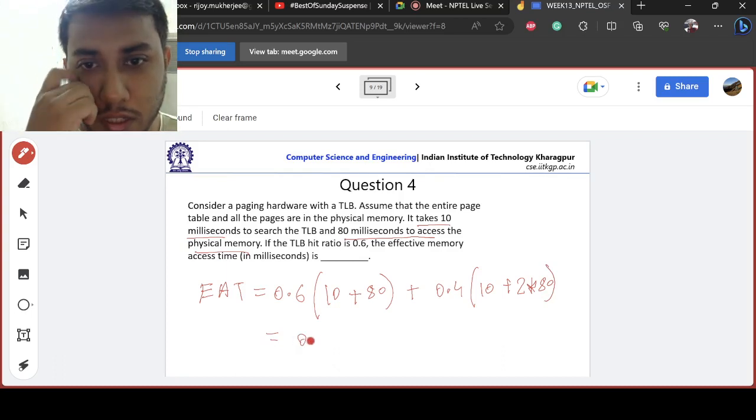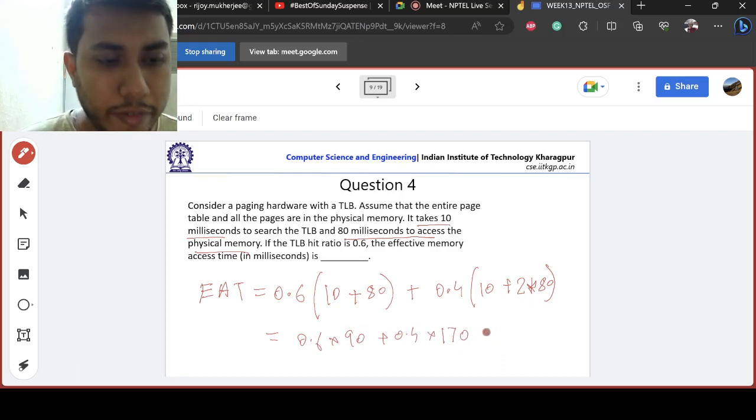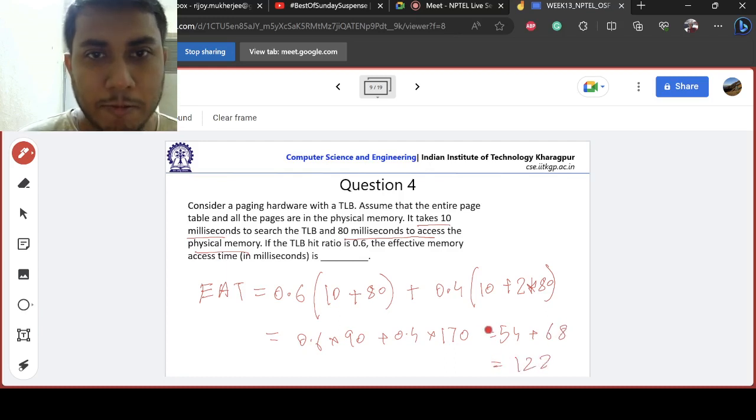So it will come out to be 0.6 into 90 plus 0.4 into 170, right? So it will be 54 plus 68. That will be 122 ms.